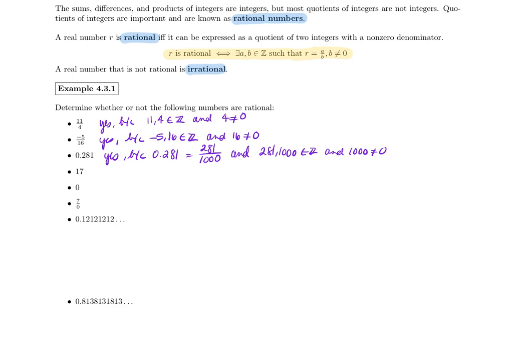So you're starting to get the hang of this, I have a feeling. Do we think 17 is rational? I'm guessing you just said yes, because 17 can be rewritten as a ratio of 17 over 1. And 17 and 1 are both integers, and 1 is not 0.